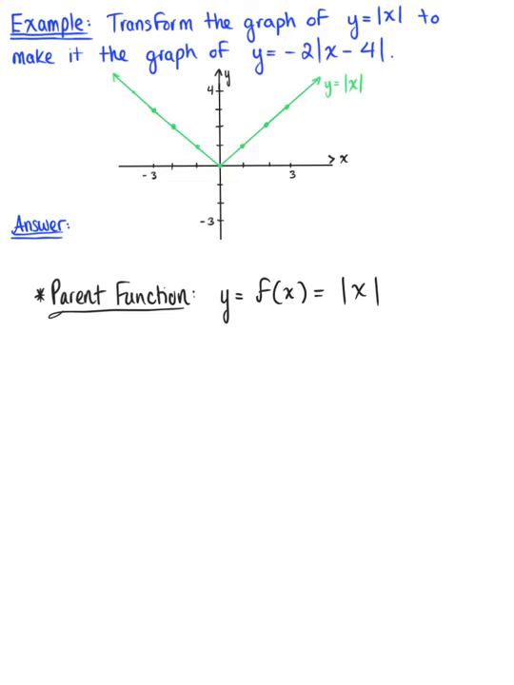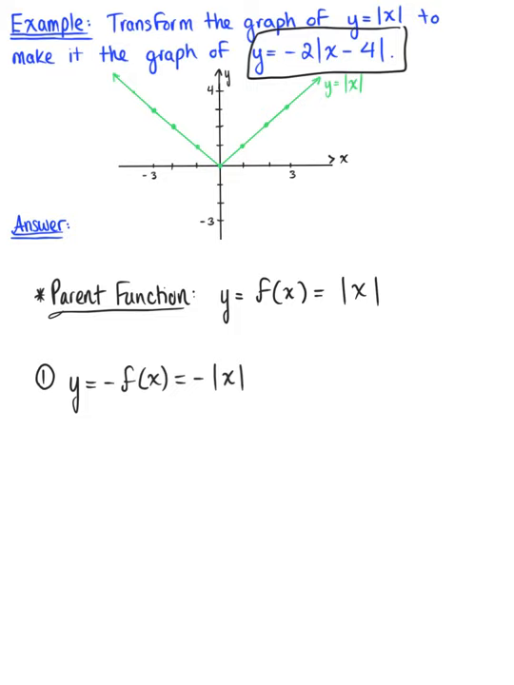Now, we want to take this parent function and build this up to the goal, which is y equals negative 2 times the absolute value of x minus 4. So let's really apply our definitions here. I'm going to read these transformations from left to right. The first thing I'm noticing is that we have y is equal to minus f of x, which is producing minus the absolute value of x.